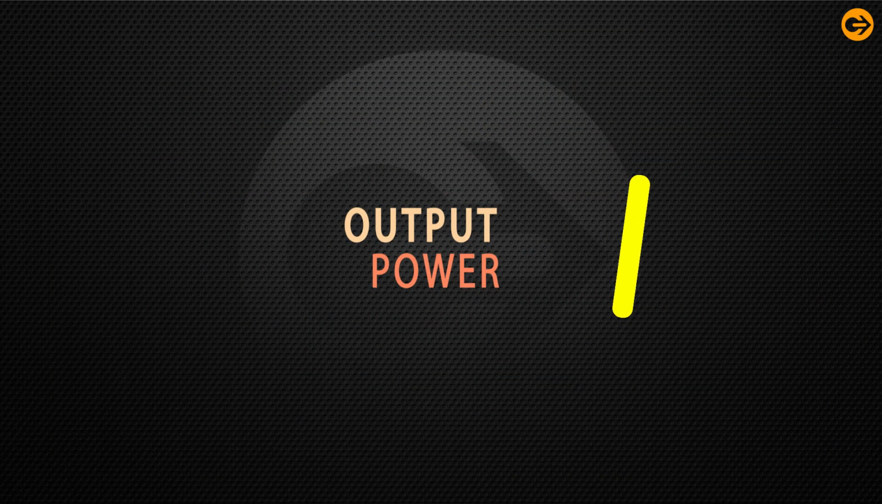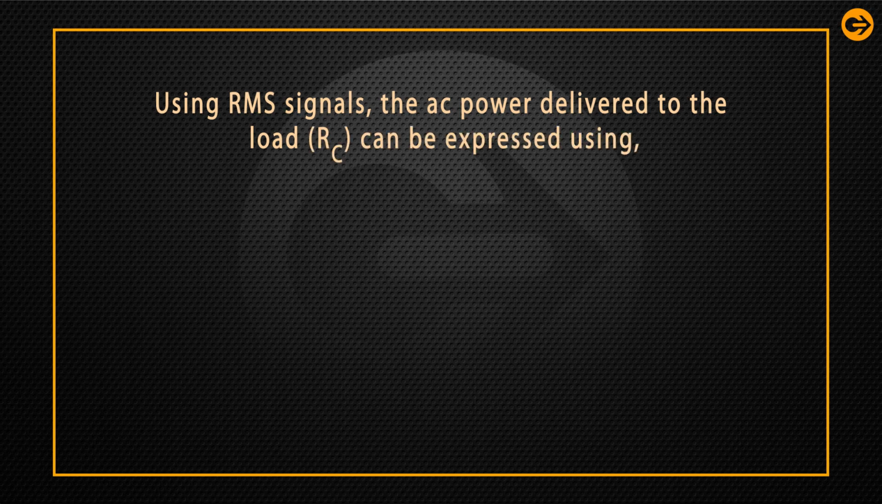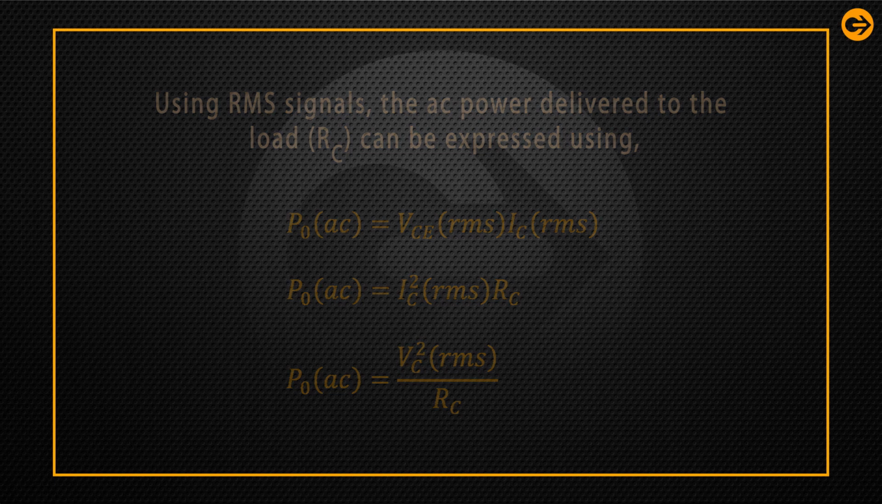So the output power can be calculated as follows. Using RMS signals, the AC power delivered to the load RC can be expressed as Po(AC) equal to VCE(rms) multiplied by IC(rms), and this is equation 5. Po(AC) is equal to IC(rms) squared multiplied by RC, and Po(AC) is equal to VC(rms) squared by RC.